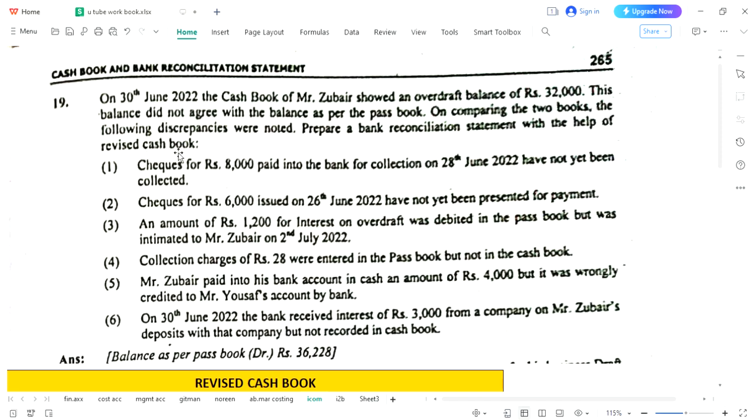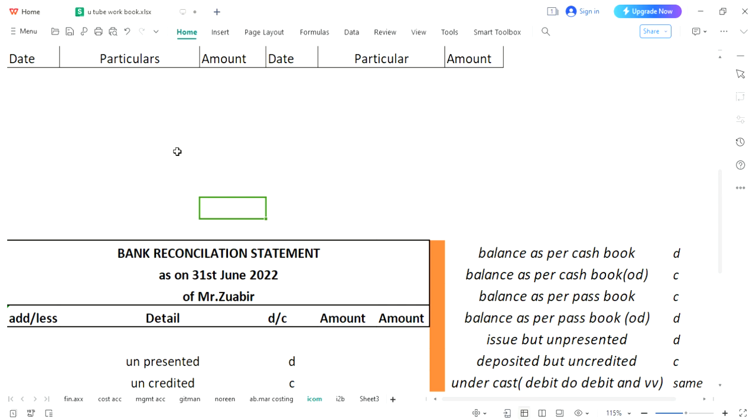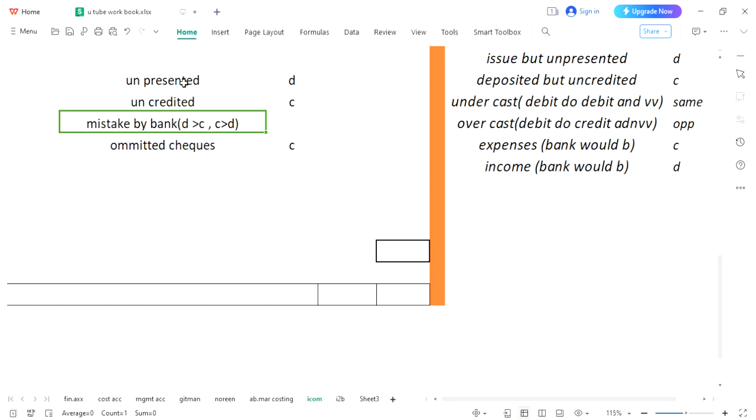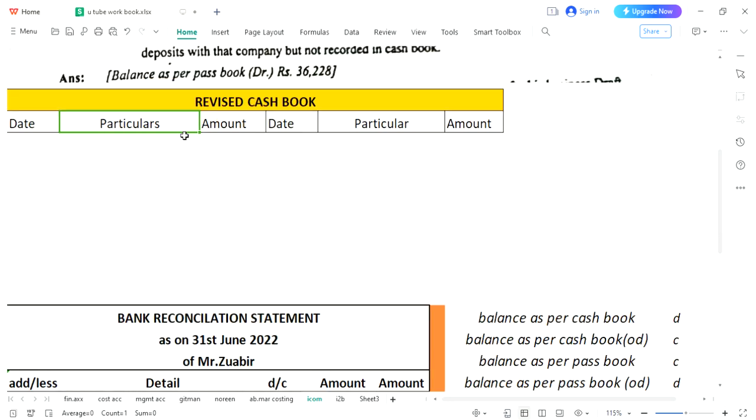In the previous lecture, we have understood how to make revised cash book. Just this word revised is new. Otherwise, we have already made cash book from question number 1 to question number 7. The proforma is written over here, and here we will enter all entries in the question except these four entries: unpresented, uncredited, mistake by bank, and omitted checks. These four entries would be put over here. Remaining all entries would come in revised cash book.